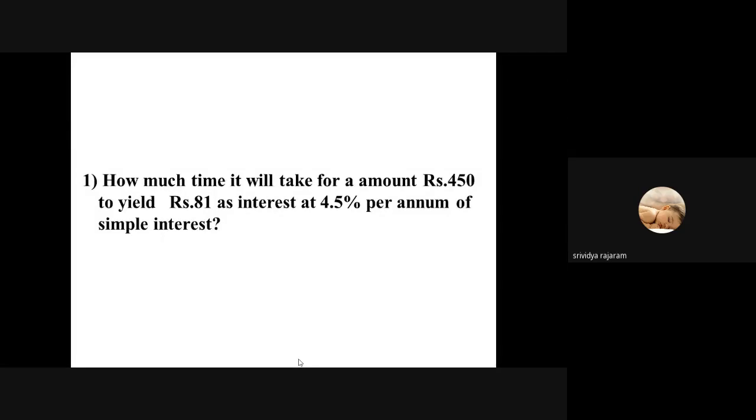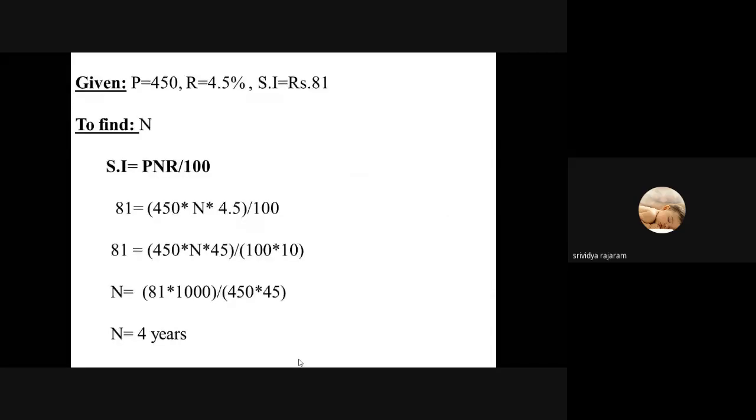So with this, how can we solve? Direct substitution of values. SI is equal to PNR by 100. SI value is given as 81 and P's value is given as 450. N is the term which we have to find. R is 4.5 by 100. On simplification, we get 4 years. So the answer 4 years is the right answer. And good. Is this problem clear? Let us proceed.